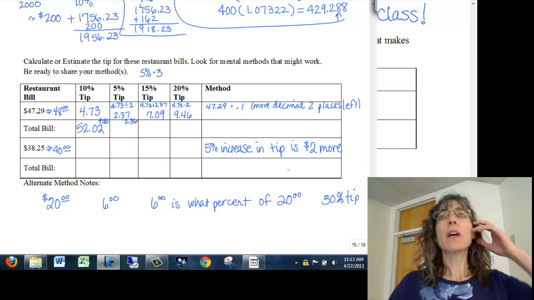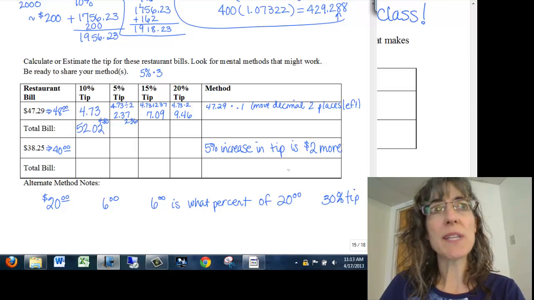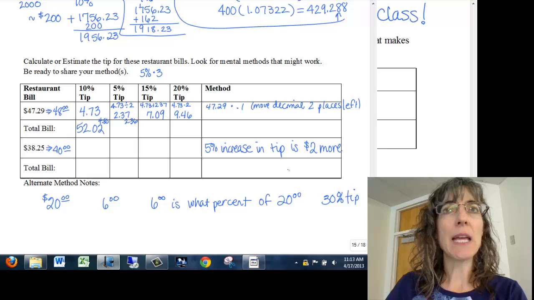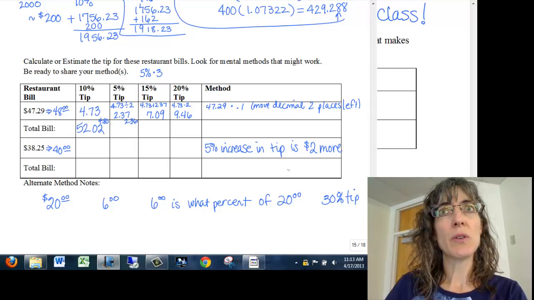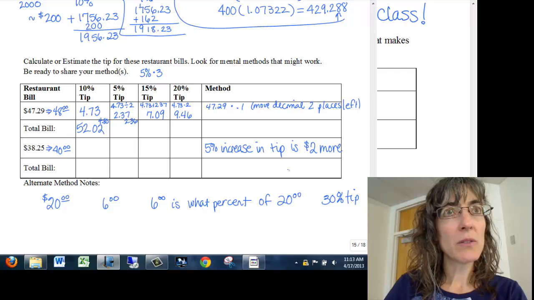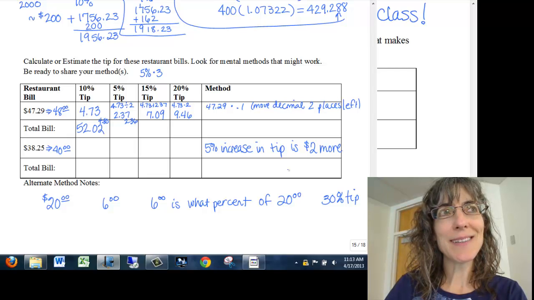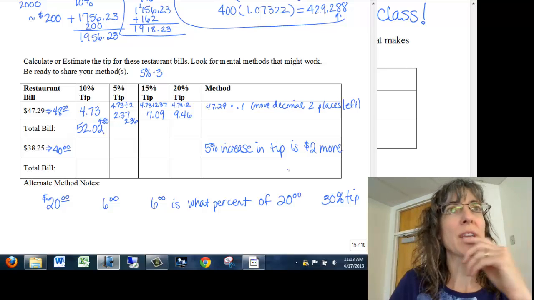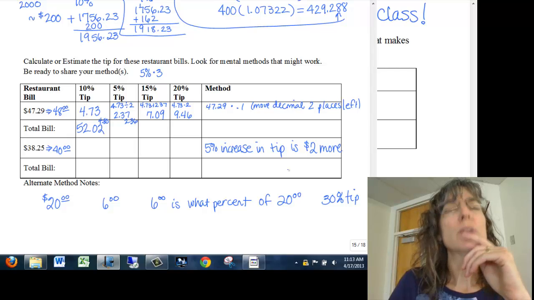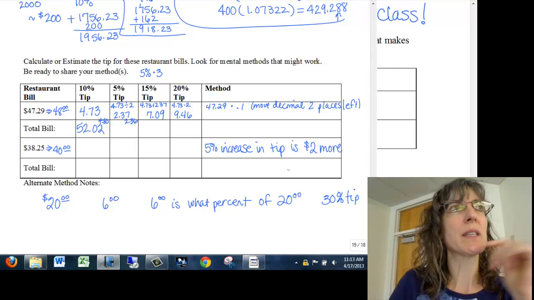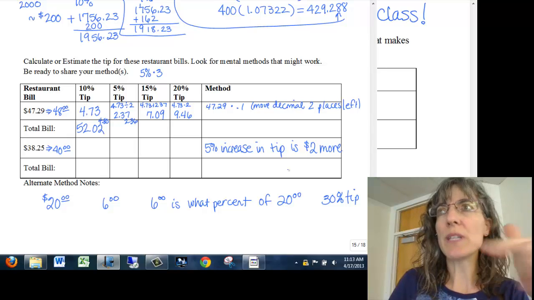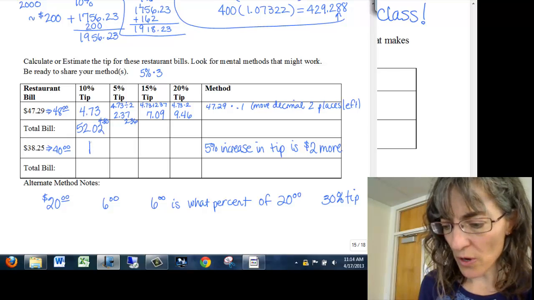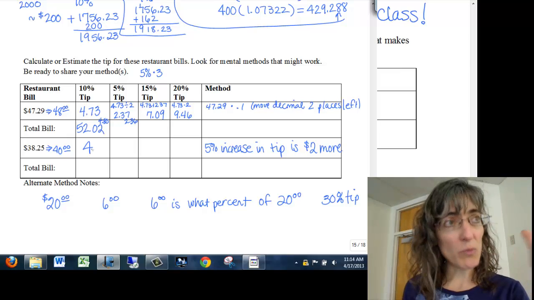Sometimes it helps you to find the 5%, but when I'm thinking about the money in my mind, it's easy to find 10%. Because what do you do? Move the decimal. How many places? Just one place to the left. So a $40 bill, I'm going to move my decimal one place to the left. A 10% tip is $4.